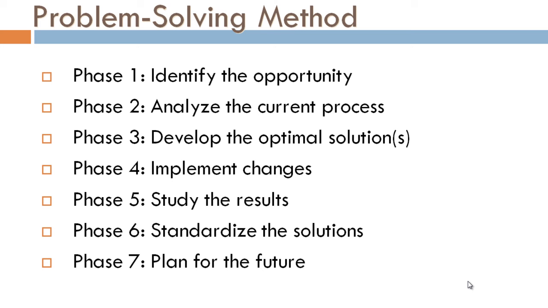Phase number 4, implement changes. This is very important. Once you have the optimal solution, you have to implement it. And it might come in more than one step. Then you study the results to see if the implementation worked. You standardize the solution, just making sure that you can use it for other processes later, and you plan for the future. So the problem solving method that I'm going to go over today has 7 phases, 7 steps.